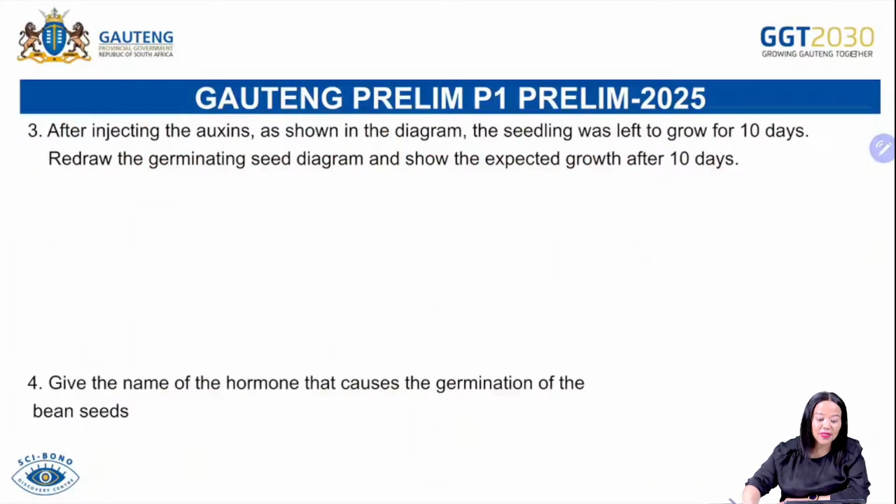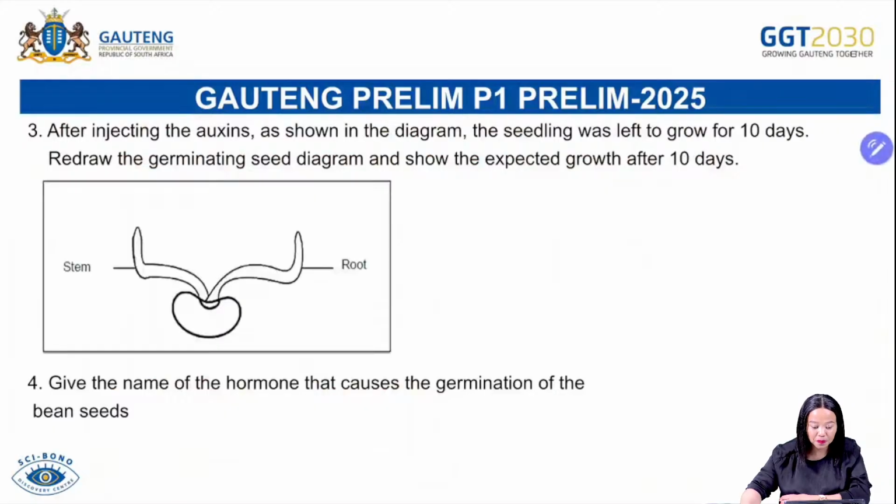After injecting the auxins, as shown in the diagram, remember we said the auxins were injected at the side. When looking at the stem, it was the bottom side of the stem that was injected with a high concentration of auxins. And when you look at the root, it was the top part of the root that was injected with what? With a high concentration of auxins. And grade 12 here, you need to remember that high concentration. Okay, let's firstly finish the question.